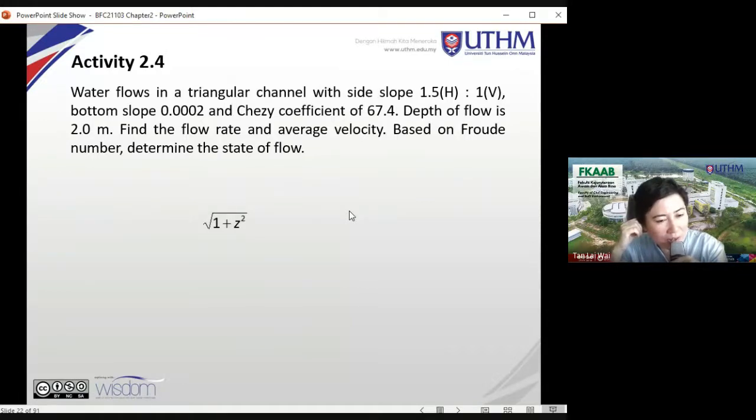I want to ask whether you have tried this activity out. Have you done it in class last week? Activity 2.4? Anyone? Norliana, are you there? Yeah, Doctor. Have we tried this activity in our last class? Not yet. Okay, all right. Then we'll try it.